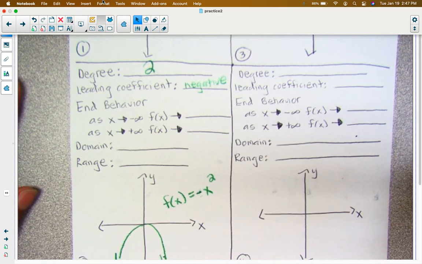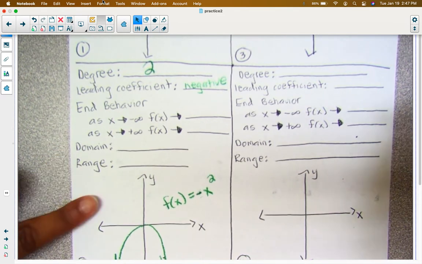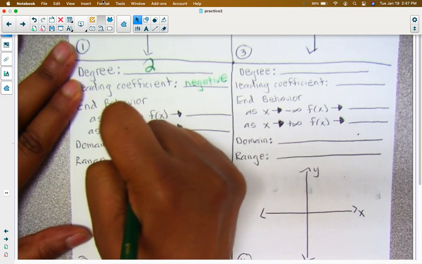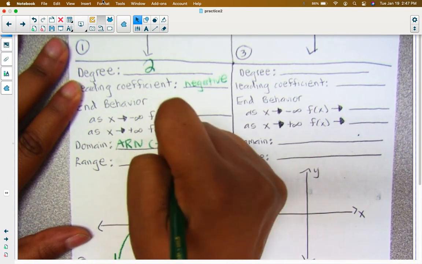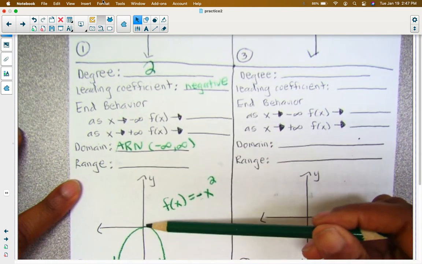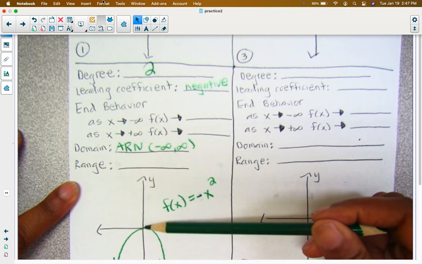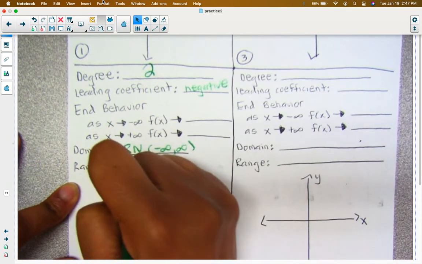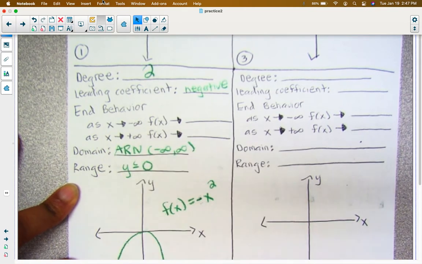Okay, we'll come back to end behavior. We got domain and range. Domain for all parabolas is all real numbers, or in set notation, negative infinity to infinity. And your range, this graph does not get above this point right here. So it's from this point down. So it's anything less than or equal to 0.